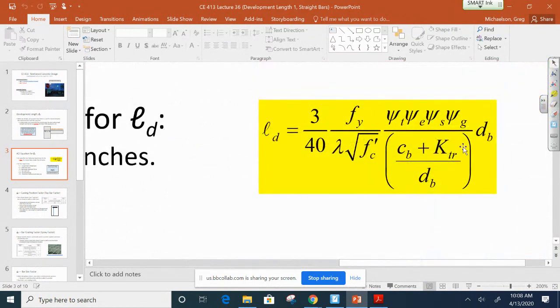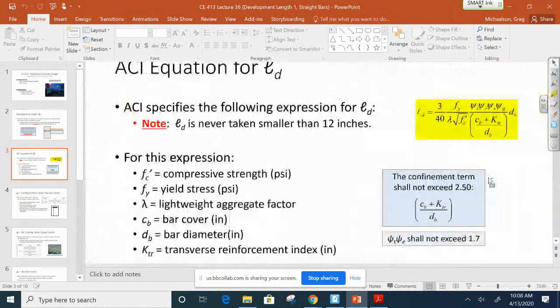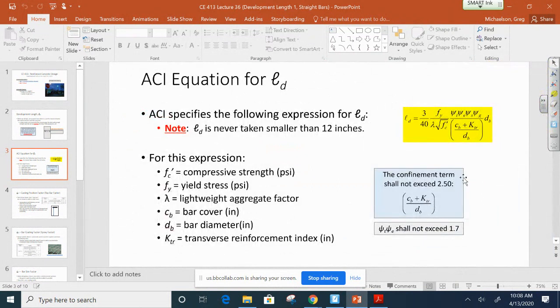So yeah, here's the equation. This psi sub g value is a little new for this year, for this new code spec, but it's not hard. In fact, none of these factors are hard. They're really just lookups. The only other thing to keep in mind when you do this calculation is this denominator here, C sub B plus KTR over dB, this pile of junk in the parentheses. We call that the confinement term, and that confinement term can't exceed 2.5.